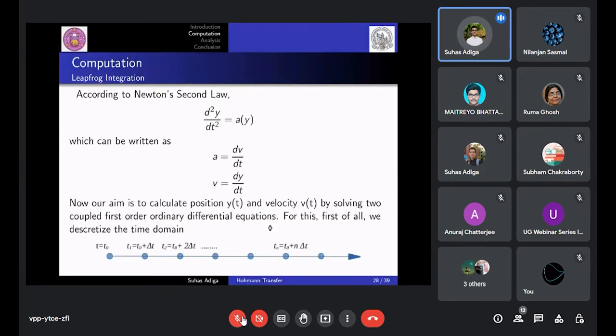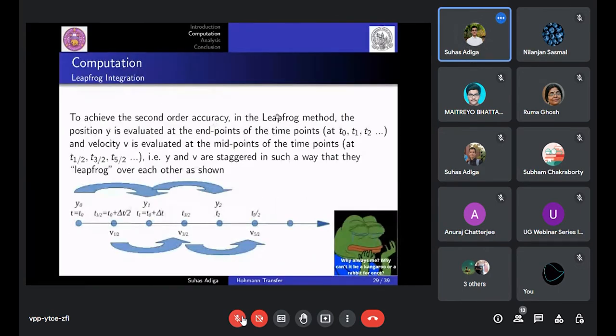In order to achieve second order accuracy, in the Leapfrog method, we evaluate position at all integer times. That is, I'll say my position at t equal to t naught, then at t equal to 1, then t equal to 2, t equal to 3, t equal to 4, and so on. But I will calculate my velocity at every half interval, that is, at every 1 by 2 interval. That is v half, v3 by 2, v5 by 2, v7 by 2.